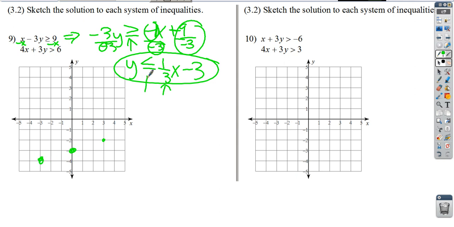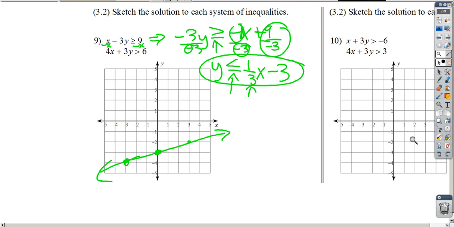Okay, this should be a solid line because y is less than or equal to, so it's a solid line, which looks like this. And then I'm going to hold off for a second on the greater than and less than part. We'll wait until we have the other one so we can see where to shade.